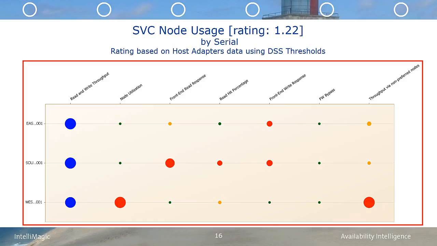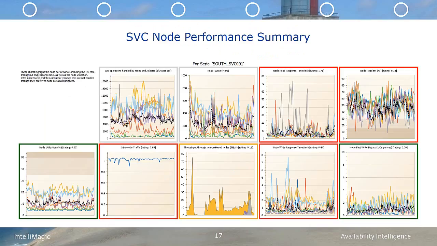For South SVC 001, we have significant risk as indicated by front-end read response time, read hit percentage, and front-end write response time. By selecting the time charts in the drill down options above the chart and clicking anywhere in that row, we're going to take you to a more detailed view of the risk over time. This set of charts is great for identifying if there's any correlation between various key risk indicators. Within each chart, there is a line for each node, and most of the charts are pretty busy, so it may be hard to see the correlation.